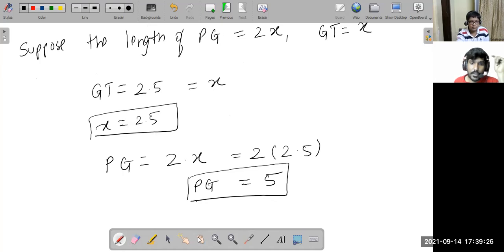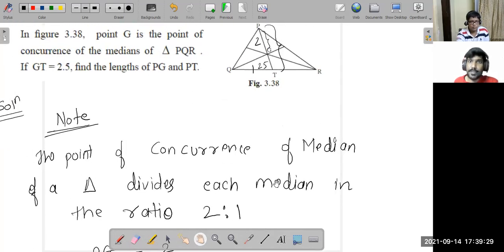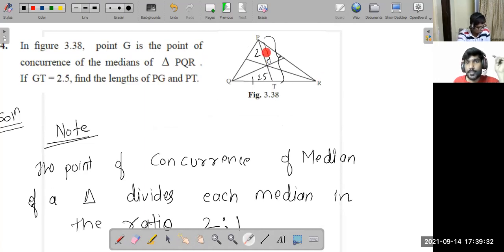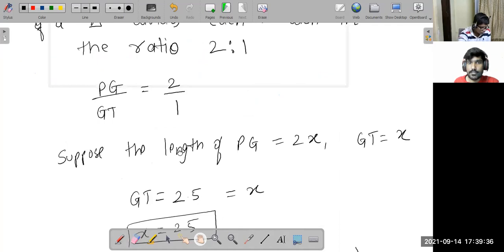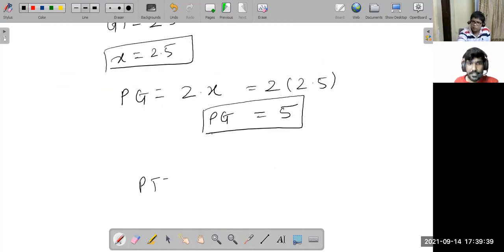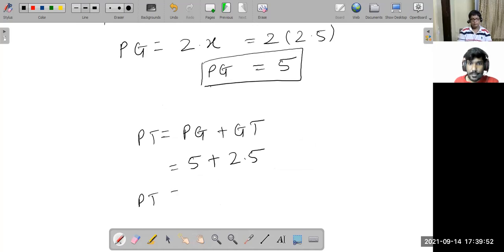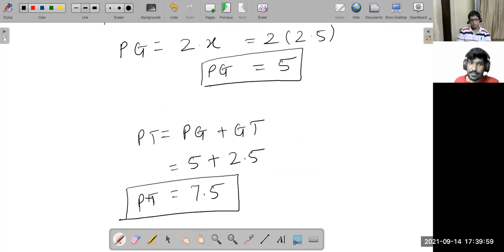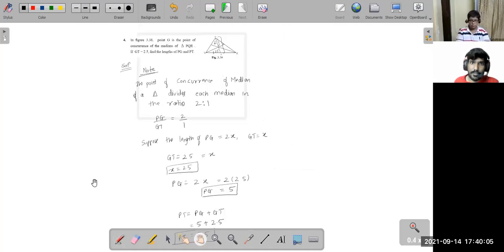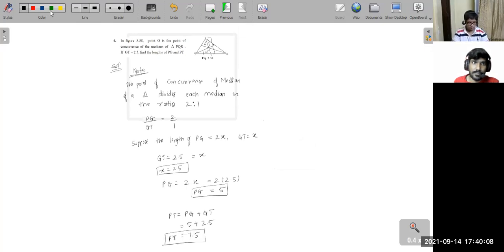But what is asked in the question? We have to find out PG and PT. If you look at the diagram, PT is PG plus GT. PG we just got as 5, GT is given in the question as 2.5. So 5 plus 2.5 is 7.5. The length of PT is 7.5. Is this clear? Yes? Okay. Write this down. Go through it and write it down.